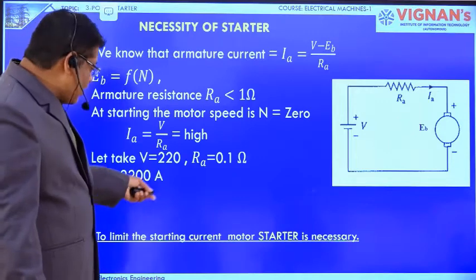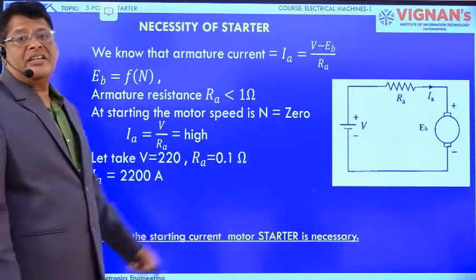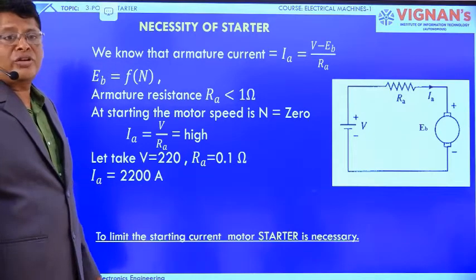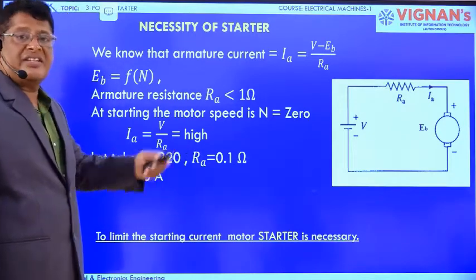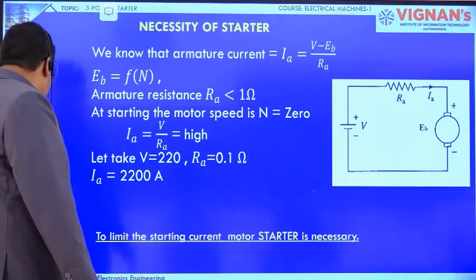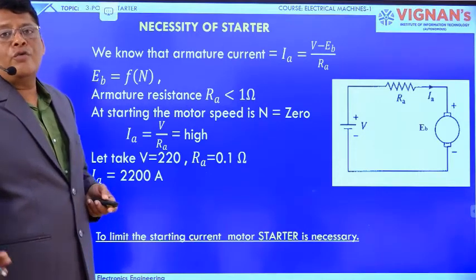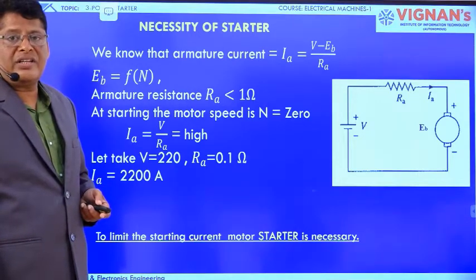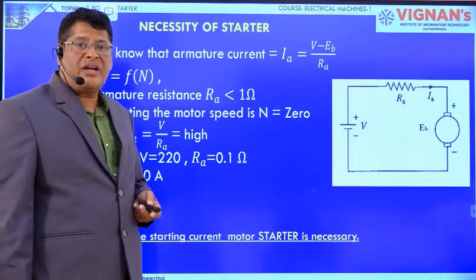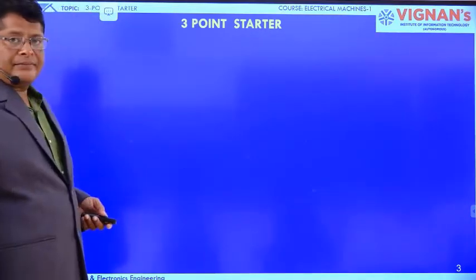To limit the starting current in a DC motor, the starter is necessary. There are two types of starters. The first one is the 3-point starter, the second one is the 4-point starter. Now first we will see the 3-point starter.